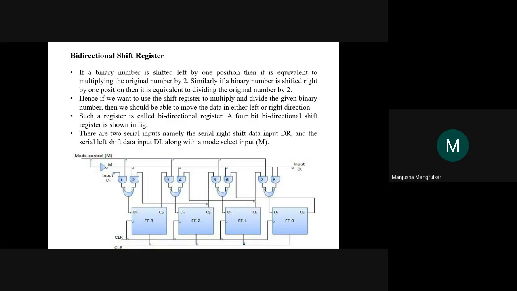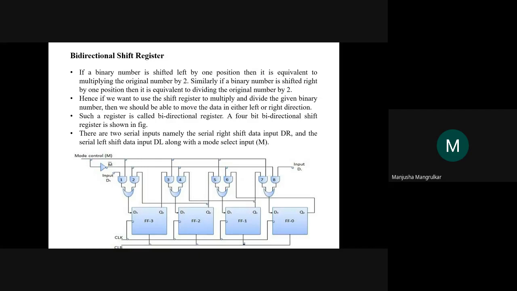Then we should be able to move the data in either the left or right direction, and such a register is called a bidirectional register. A 4-bit bidirectional shift register is shown in the figure here, and there are two serial inputs, namely the serial right shift data, that is the input DR, and the serial left shift data, that is DL, along with the mode selector, right?